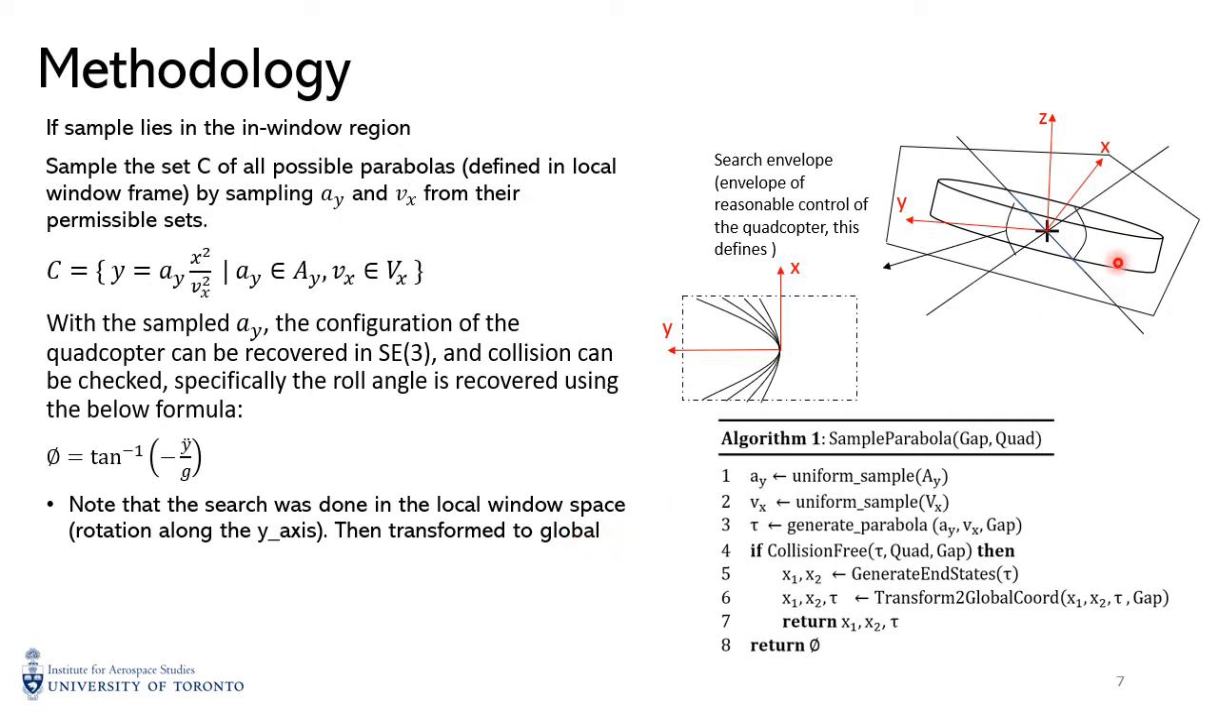And also note that all the planning here happens in the local frame of the gap to simplify the problem. And then once the planning is done, it's converted back to the global coordinate frame. So using this technique, there's a higher chance of actually finding a profile that will go through the gap, rather than just doing RRT star in such a narrow, tight area.